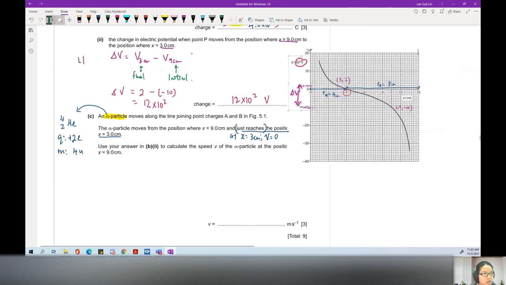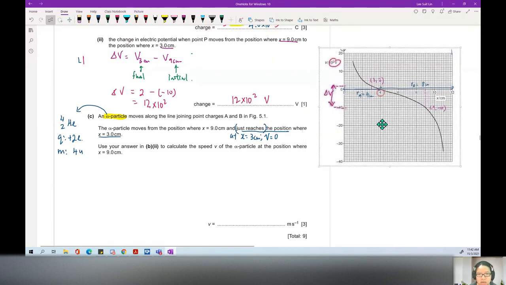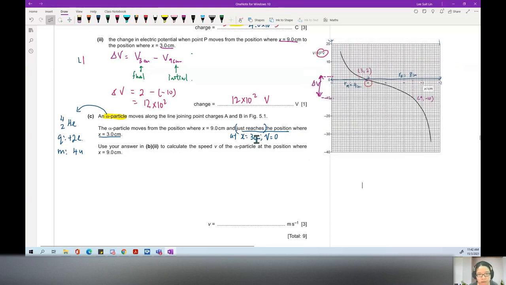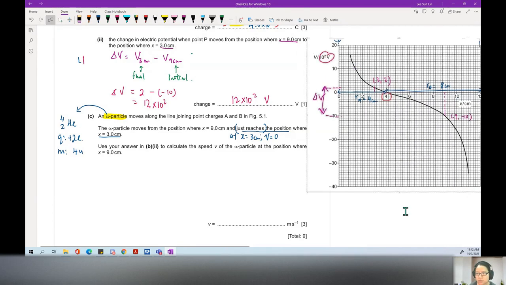Okay, let me just move this away a bit so that I can see the question properly. Calculate the speed v of the particle at the position where x is equal to 9 cm. All right, so we're going to now try to bring a particle from 9 cm all the way to 3 cm. It may help you and me if I make this a bit bigger. Okay, so we're going to go from 9 to 3, which looks like it is traveling up the potential gradient. So it's traveling up the hill.